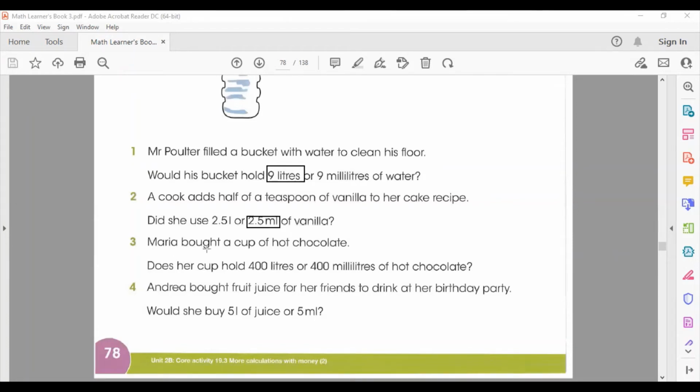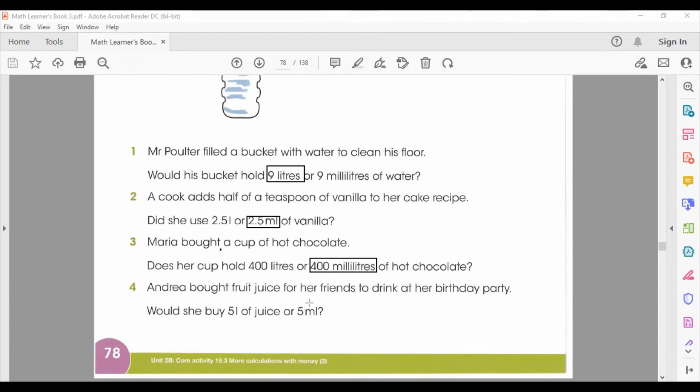Question number 3. Maria bought a cup of hot chocolate. Does her cup hold 400 liters? We are talking about a cup of hot chocolate, so it cannot hold 400 liters. Obviously not. 400 milliliters. For small containers, we are using milliliters. So 400 milliliters of hot chocolate is the better option.